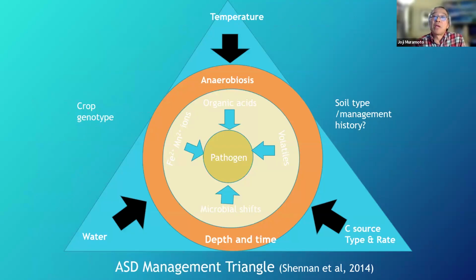For ASD, there are 3 important factors affecting the intensity of anaerobic condition under the topsoil: temperature, water, and carbon source type and rate. Those determine the intensity of anaerobic conditions. And during the fermentation process, byproducts such as organic acids, volatiles, and microbial community shifts, and also toxic ions such as Fe2+ and manganese 2+ are created. And all those things work together to suppress fungal pathogens.